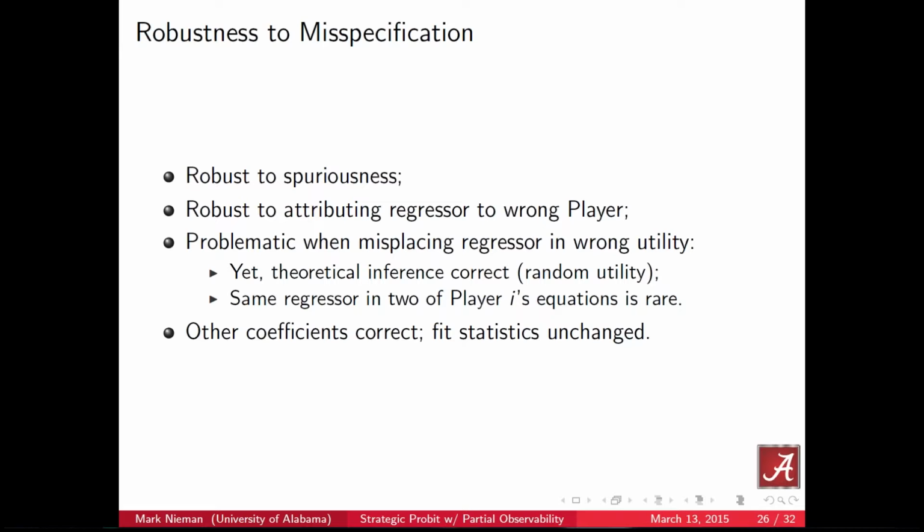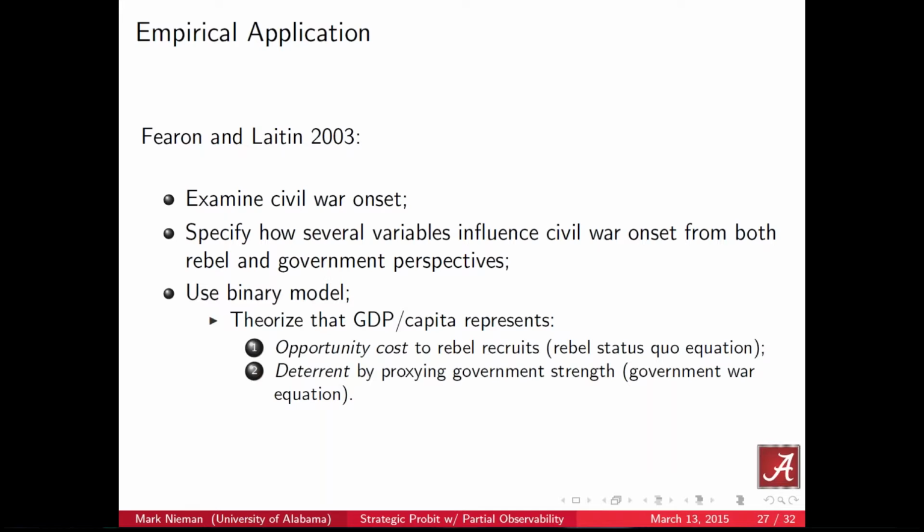It's very common to take the same regressor across two players and say that it affects each player in some way, but to take the same regressor and stick it in player 1 in two of player 1's equations, I have not seen at all. So this leads me to think that the model overall does a pretty good job in terms of misspecification.